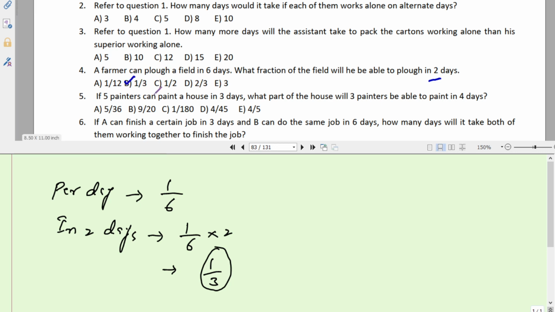All right. Fifth question. If 5 painters can paint a house in 3 days, what part of the house will 3 painters be able to paint in 4 days? Okay, now there are 3 variables: painters, house, and days. So in this type of question, we use proportion math. Okay, so 5 painters, 1 house in 3 days.